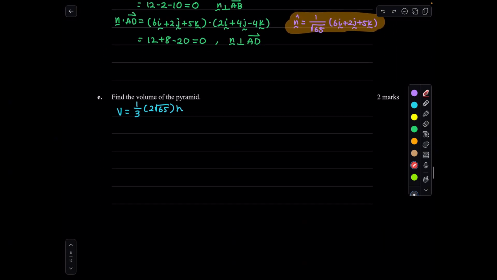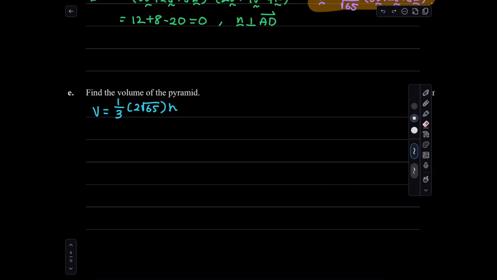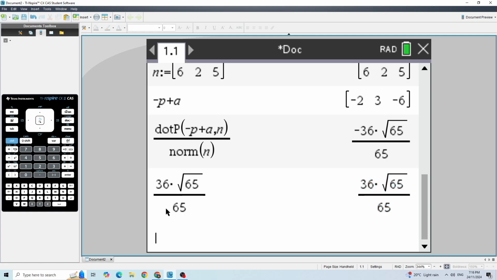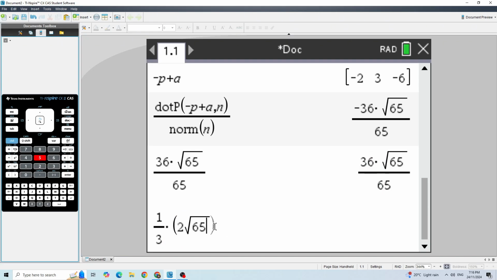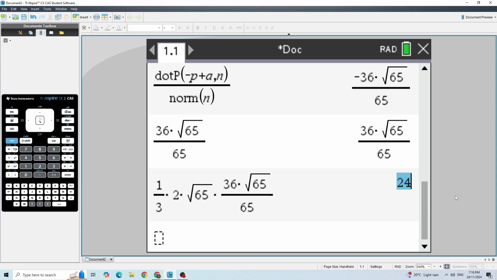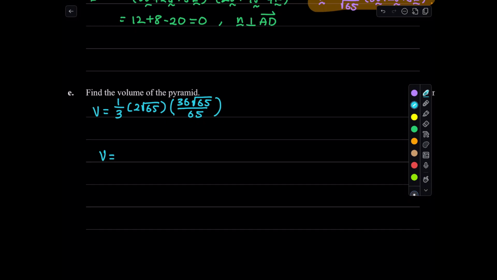So we can go back to our question, and now we've got the height. I'm being honest with you, this is a really hard question. It was a really hard paper, this one. Root 65 over 65. And now we can put this in our CAS and solve it. One third times 2 root 65 times this expression here gives me 24. So the volume is 24 units cubed. Done.